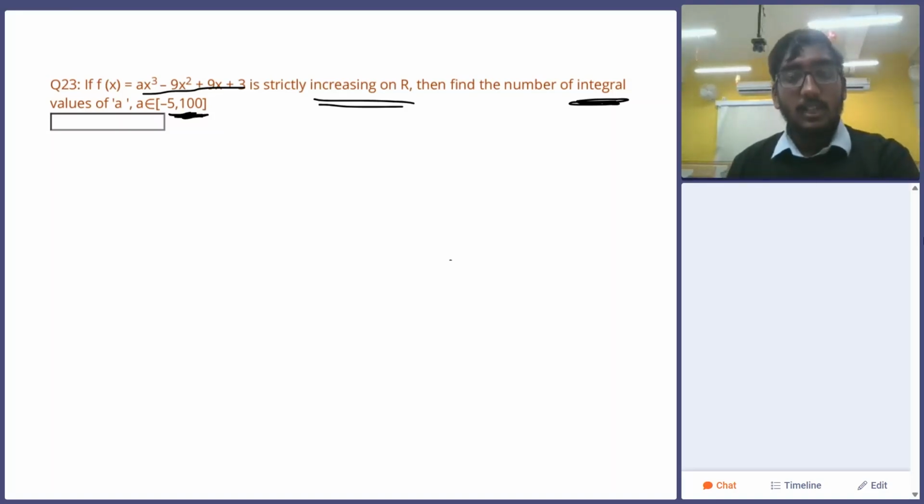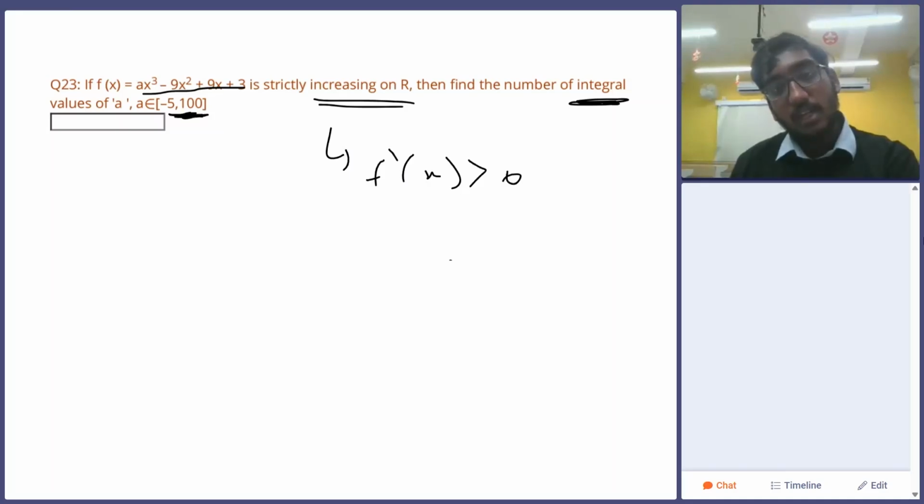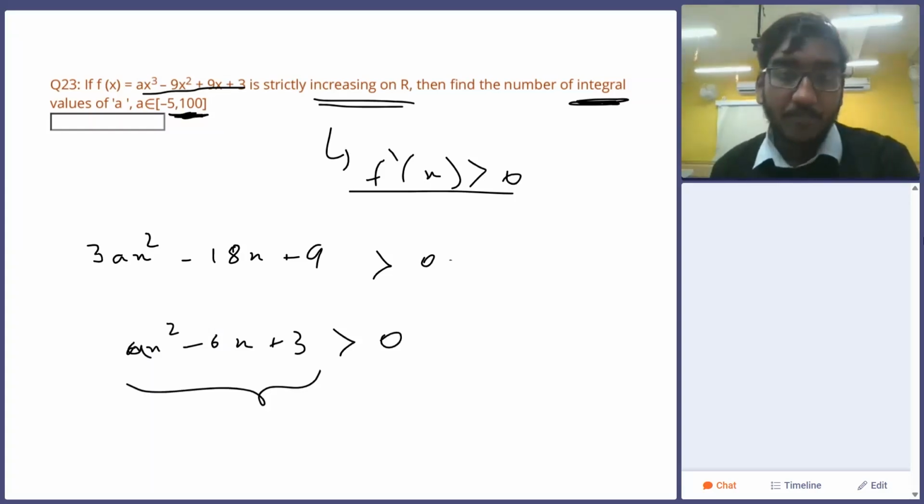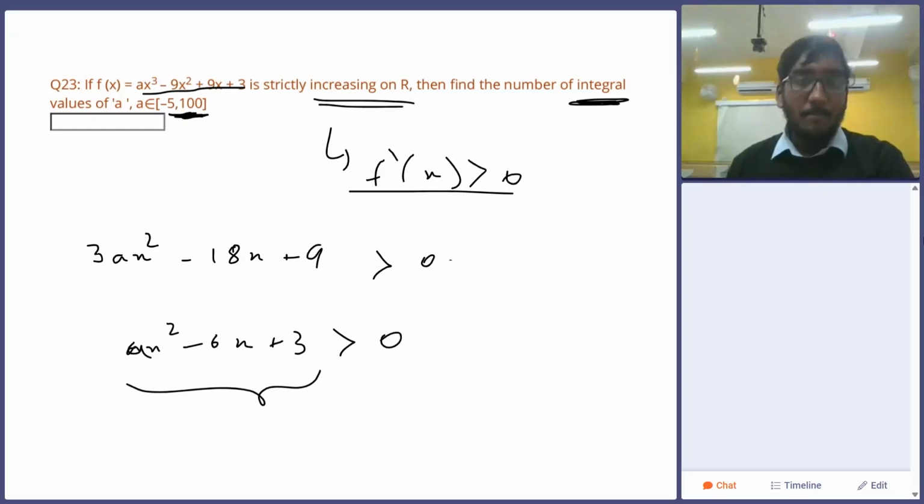First, if it is strictly increasing, you can say that f dash of x is always positive. So what will be the derivative of this? 3ax square minus 18x plus 9. This is positive. Just pull out 3. ax square minus 6x plus 3 will be positive. This condition is what we have to use.